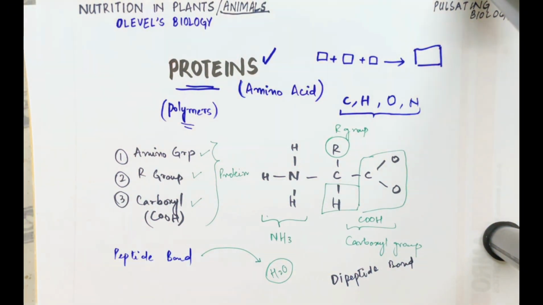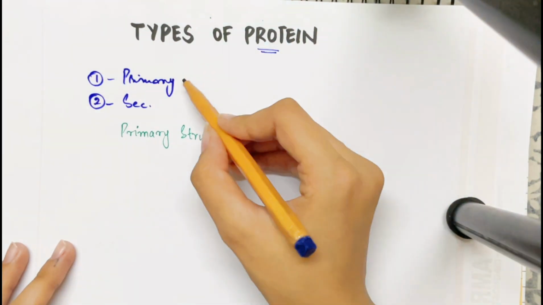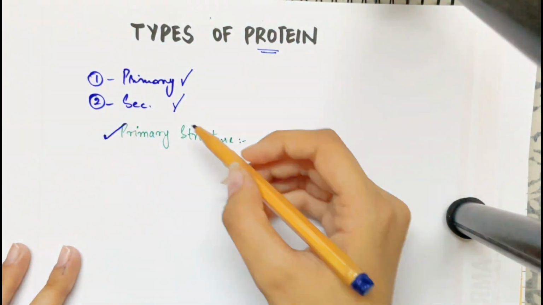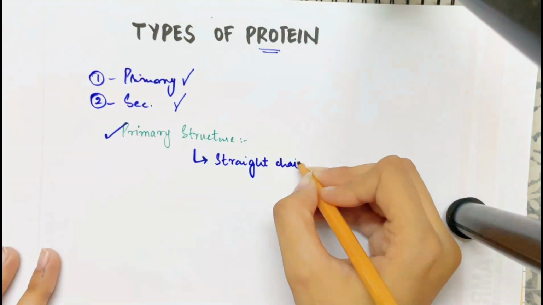And this is the basic structure of amino acid and protein, and how the amino acids join up together to form the protein. When you talk about the protein in more detail, we get to know that there are 2 major structures of protein, that is the primary structure and the secondary structure. First, we are going to talk about the primary structure. So, primary structure basically consists of a straight chain. Whenever the structure of protein has a straight chain, it is termed as the primary protein.